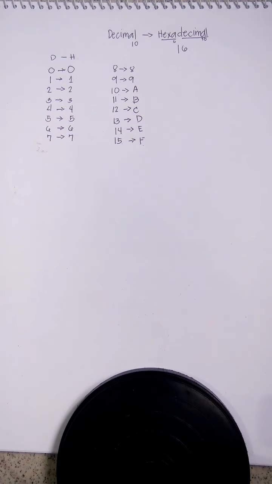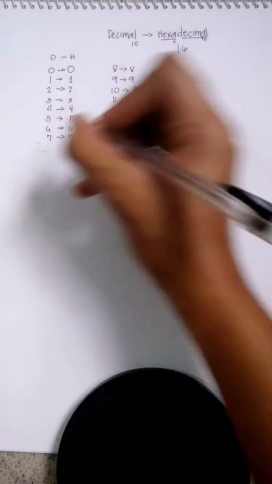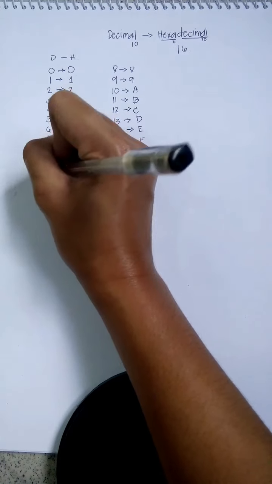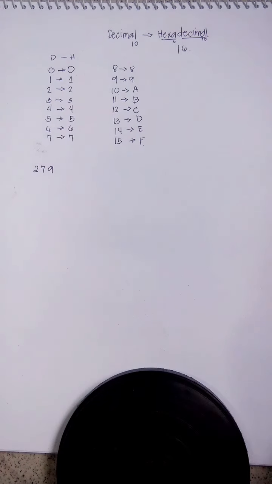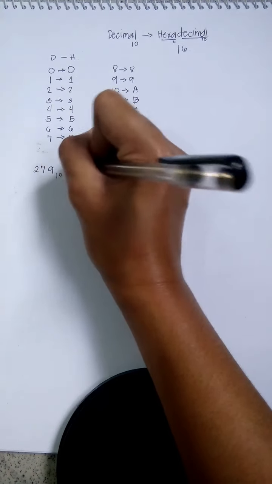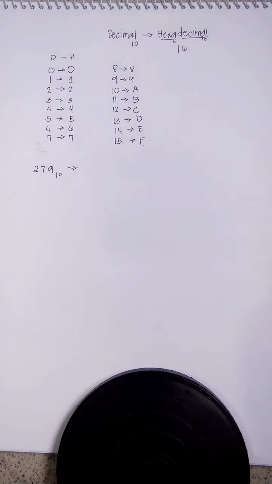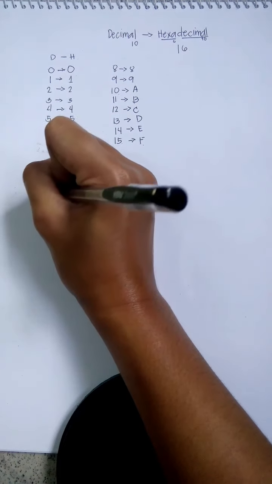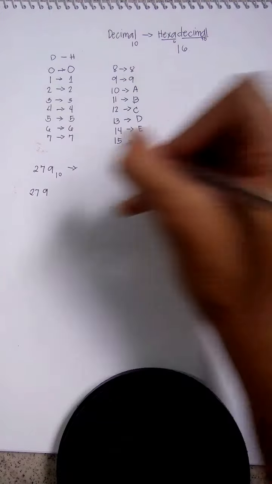Now, we're going to talk about how to convert a decimal number to a hexadecimal number using a calculator. Let's begin with 279. So how can we convert 279, which is a base 10 number, that's a decimal number, into a hexadecimal number? The first step is to take 279 and divide it by 16.